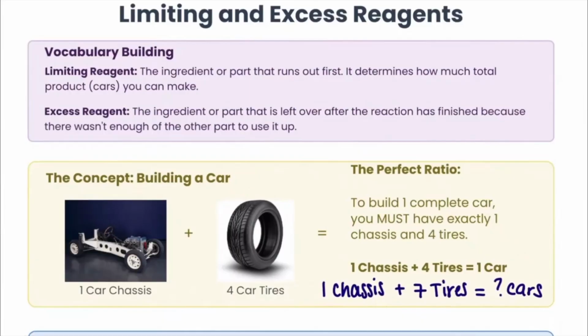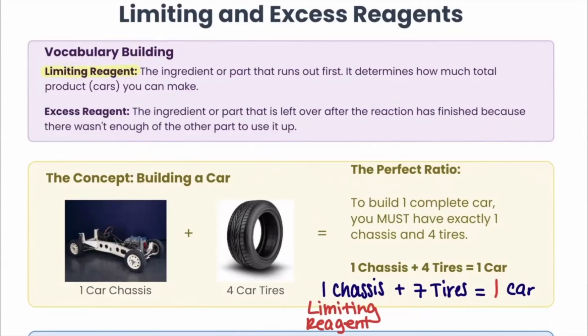No, of course not. Even though you have plenty of tires, you only have one chassis, and so you are essentially limited to that one chassis. So you can only build one complete car. The extra tires just sit there unused. So in this scenario, again, the chassis is the limiting reagent, also called the limiting reactant. It's essentially the reactant that runs out first and determines how much product can be made theoretically.